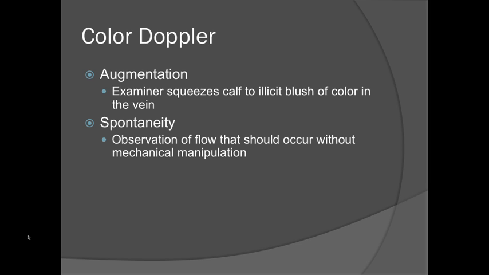The second tool that we use is called spontaneity, and all that really is observing the vessel over a certain period of time to check to see if flow is occurring without mechanical manipulation. So that's just the normal flow, normal pulses of blood that come through that vein that you would see.